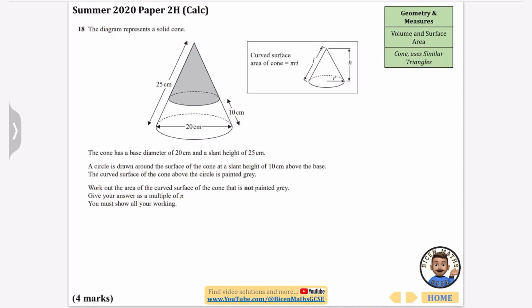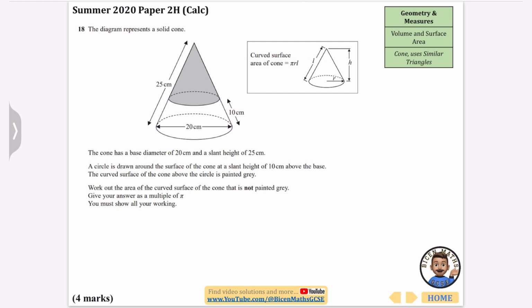Okay, now we have this one. It says the diagram represents a solid cone. The cone has a base diameter of 20 and a slant height of 25. A circle is drawn around the surface area of the cone at a slant height of 10 centimetres above the base. The curved surface area of the cone above the circle is painted grey, which is this section. Work out the curved surface area of the cone that is not painted grey. So we want this part that's at the bottom. And you must give your answer as a multiple of pi.